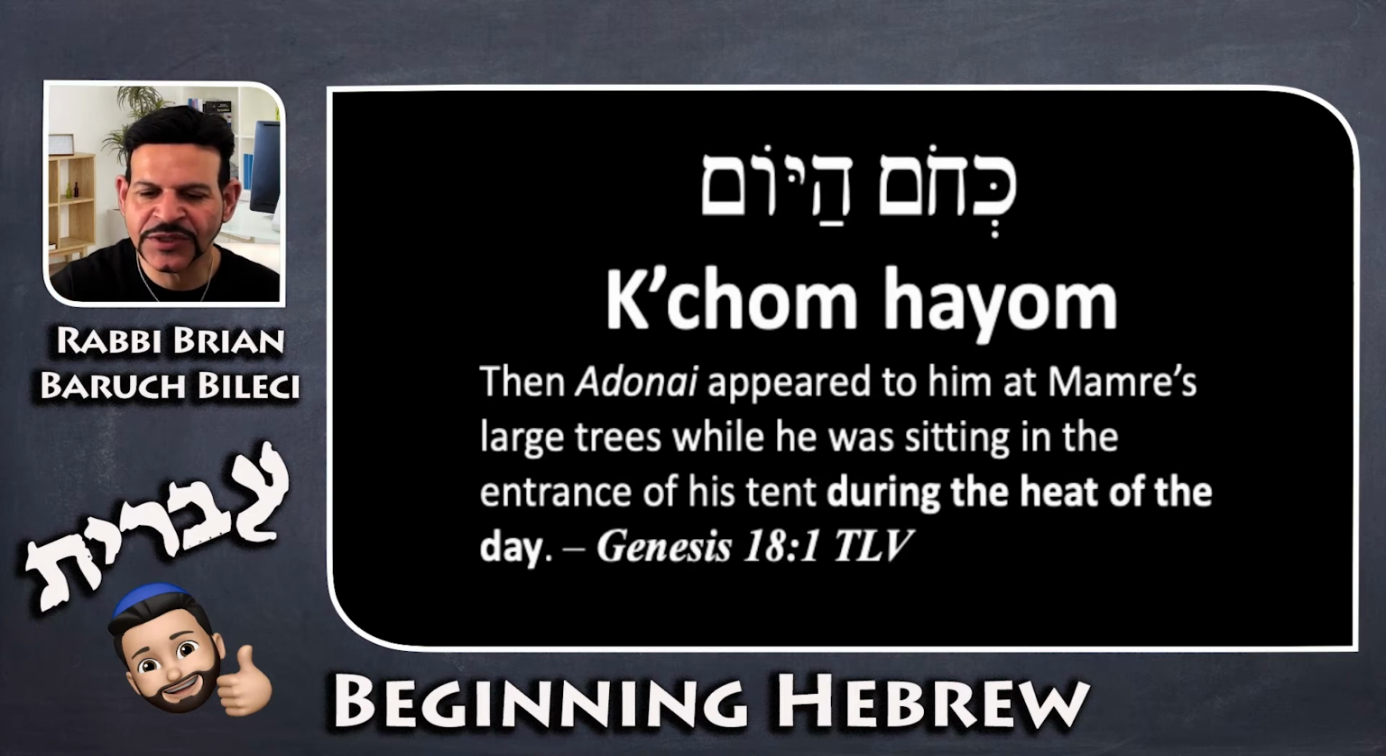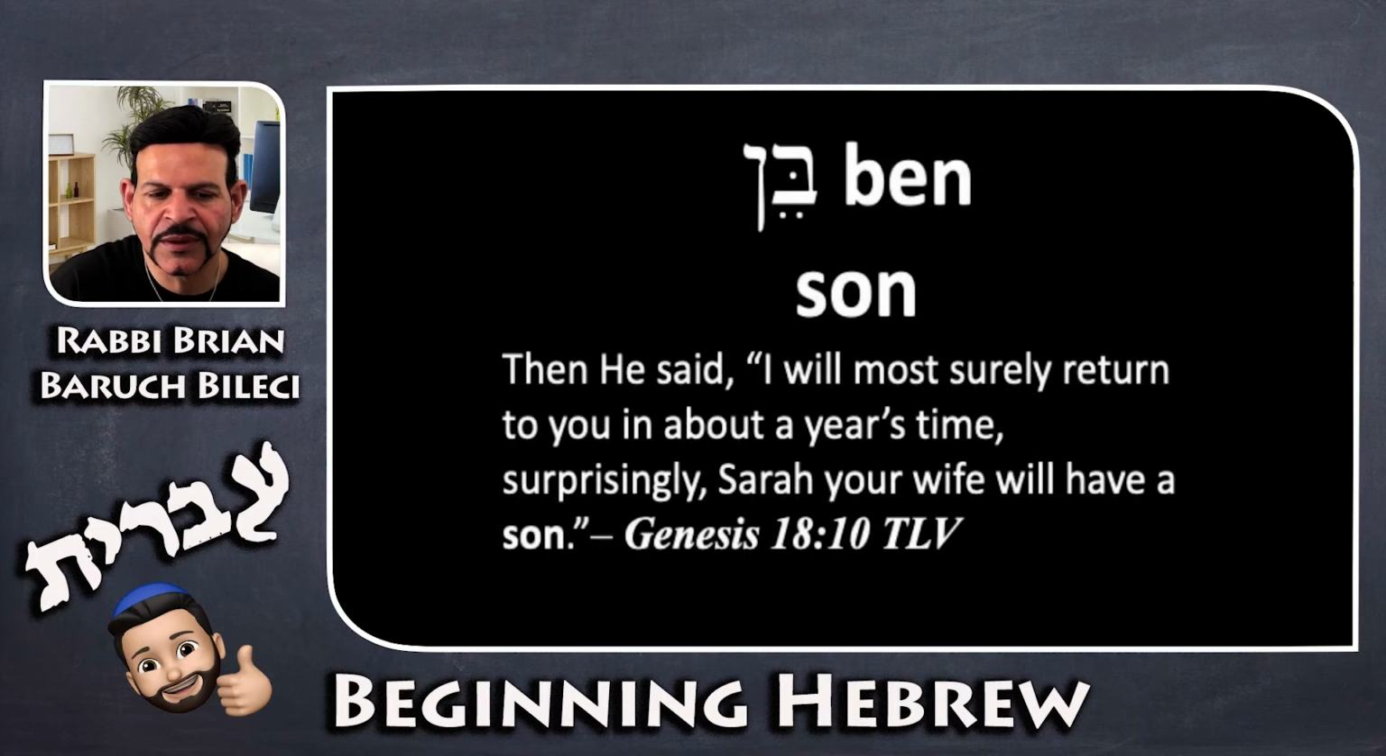Now, it's interesting that the text goes on to say in verse 10, and he said, I will most surely return to you. This is an angel speaking to Abraham. In about a year's time, surprisingly, Sarah, your wife, will have a son. How interesting. The word for son is ben. So we talked about that. The Nun Sofit at the end of this word, very short word, the letter beit, a sere underneath it for an e, and then a Nun Sofit for the n.